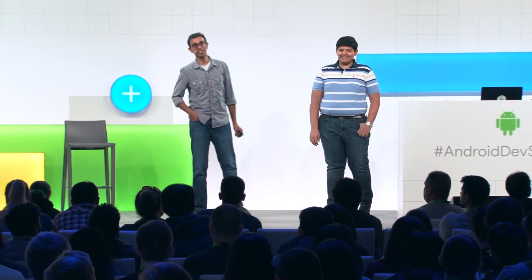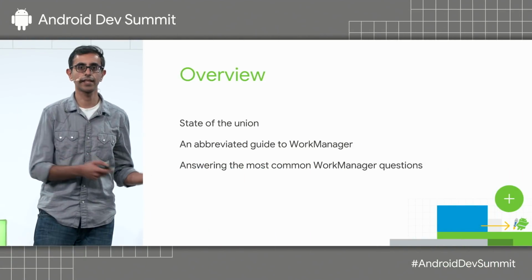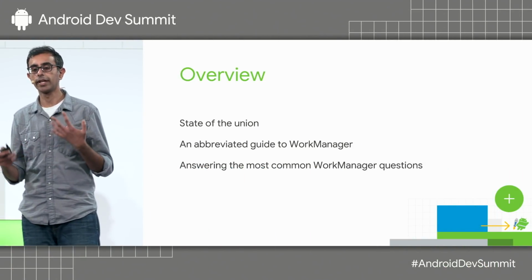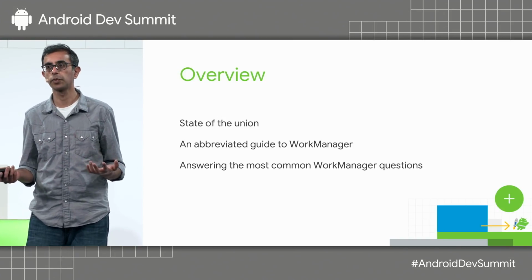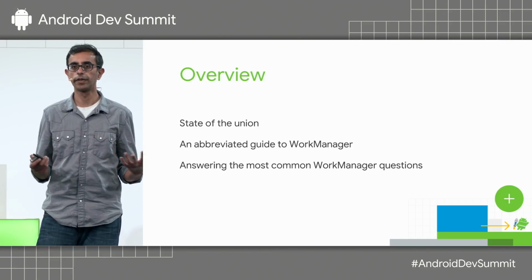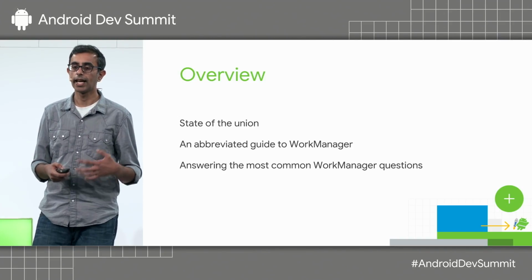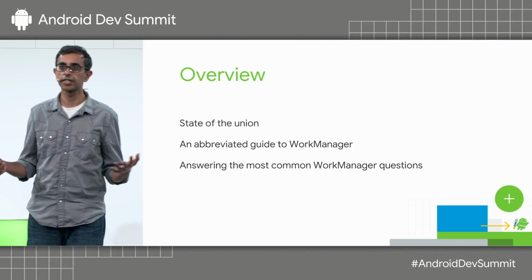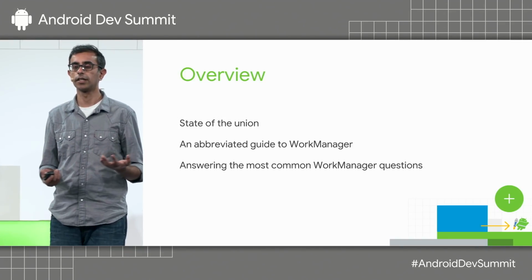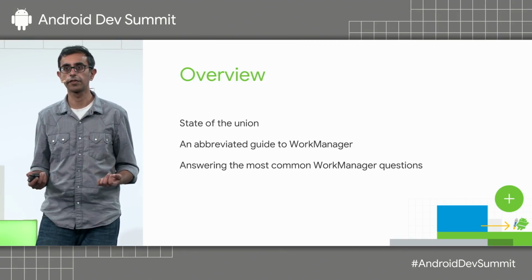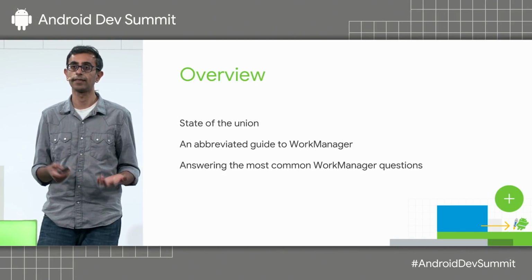All right, so what are we going to talk about today? We're going to give you a State of the Union about WorkManager. It was released at Google I/O. I want to give you an abbreviated guide to WorkManager. For those of you who haven't used WorkManager before, we want to go over some of the basic APIs. And we're going to spend most of the time talking about the questions you've asked, things that have been frequently misunderstood, and also the new changes that we've made since I/O.